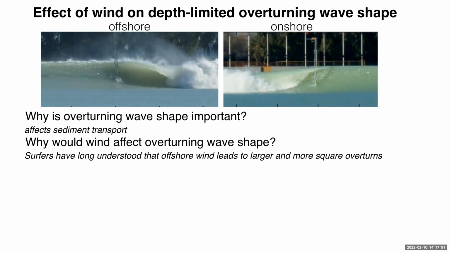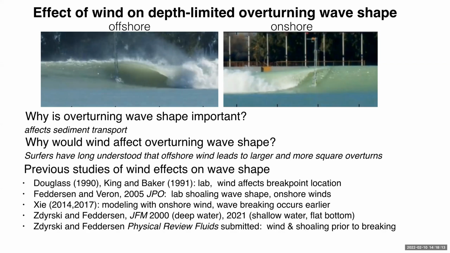This is something I can't answer immediately, or quickly, but surfers have long understood that offshore wind leads to larger and more square, i.e., 1-to-1 aspect ratio overturn. So it's easier to fit inside this overturn if you're trying to get tubed as a surfer relative to this one.